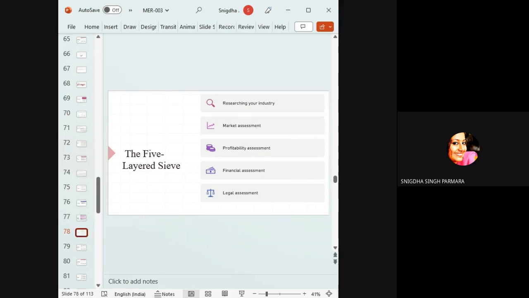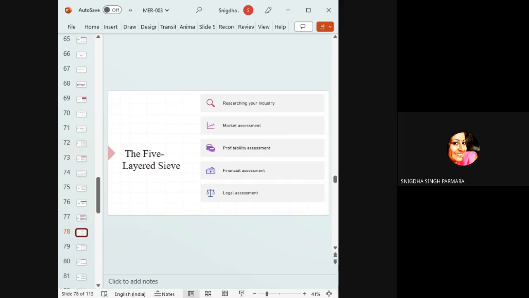The five layered sieve. Business ideas can be filtered through this five layer sieve. Basically, this is a framework of five layers that helps entrepreneurs filter out and refine those ideas which could prove to be workable in future. It also helps to address certain important dimensions of sectoral assessment, the growth potential, the prospects of profitability, or even legal issues.